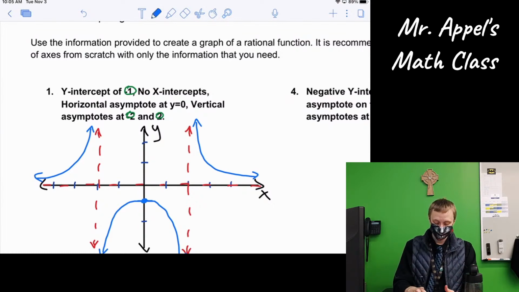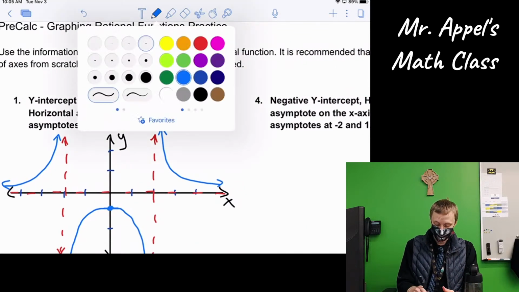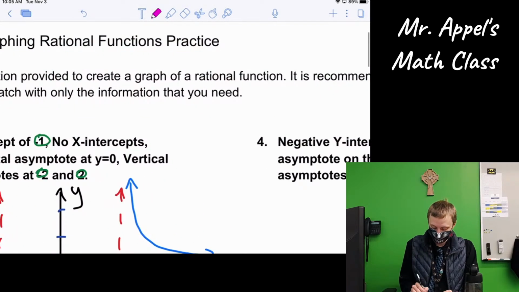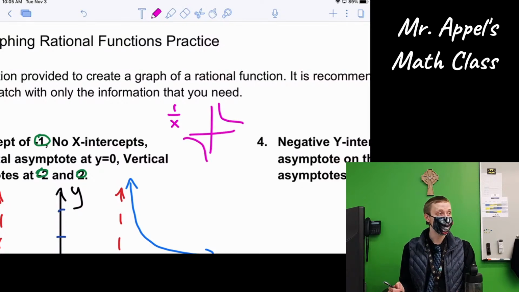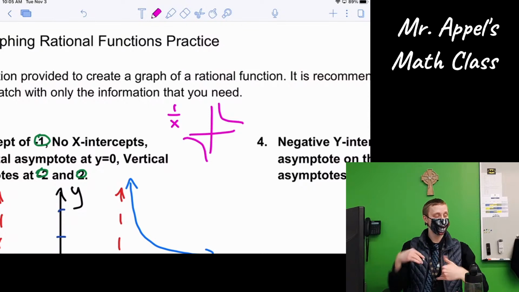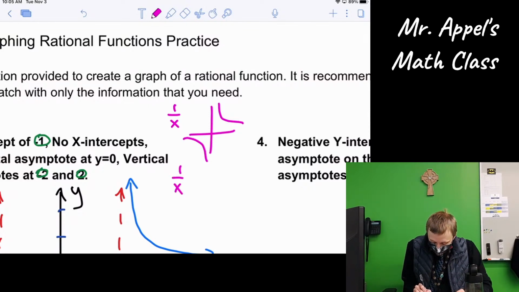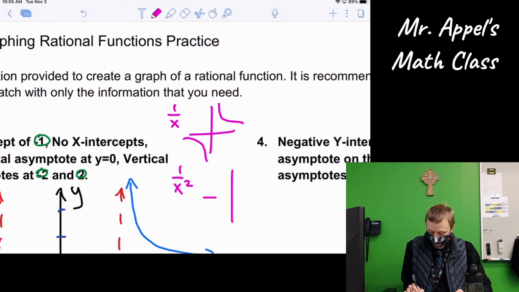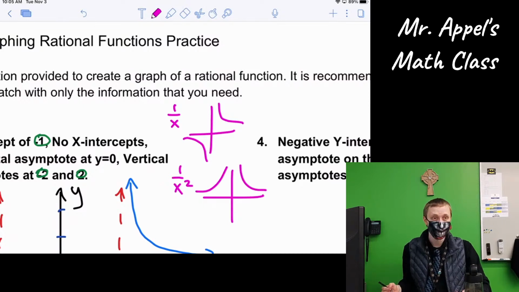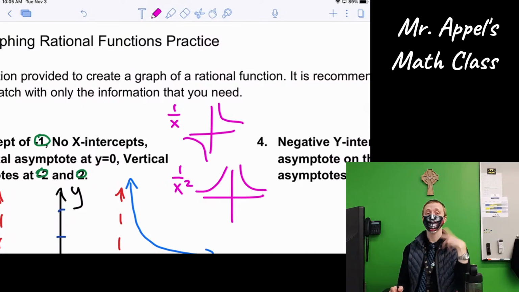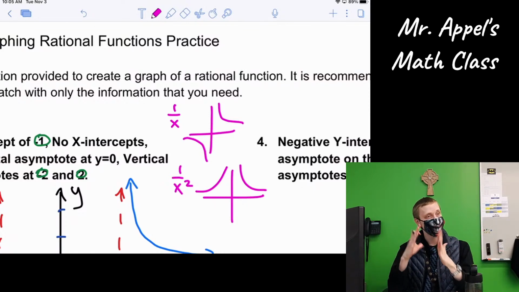So just real quick, on a side here, the function 1 over x looks like that, right? It splits. It's got one side positive, one side negative. 1 over x squared, though, is the volcano guy. It's got both on the same side. Okay? So when one of your asymptotes is the result of a squared term, that's when you get the double up on the same side.